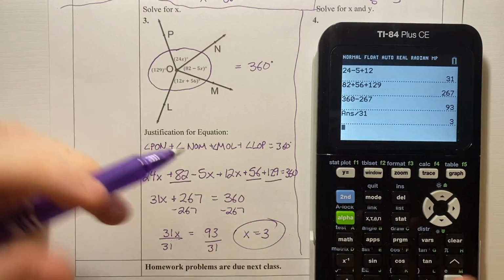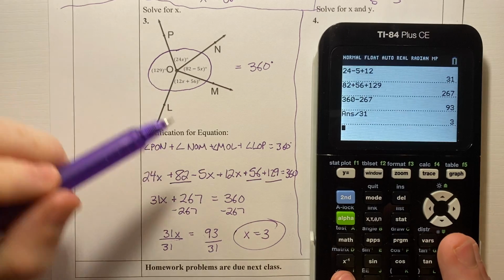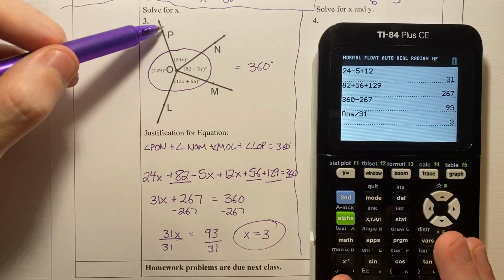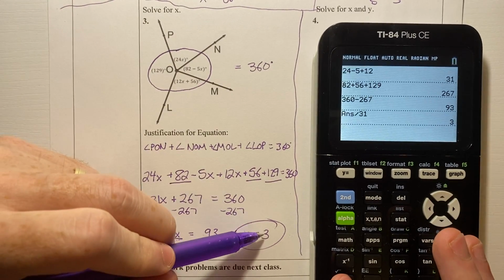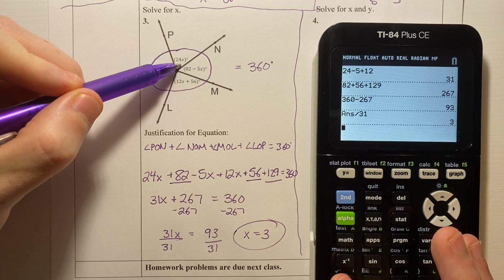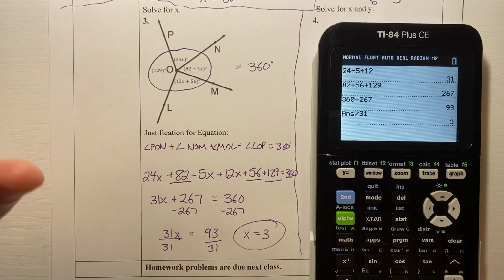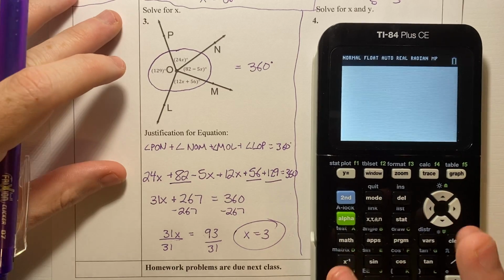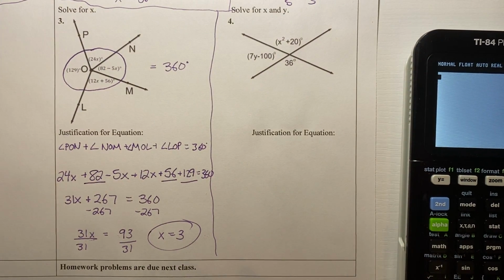And then I don't have to plug that in because it just simply says solve for x. So once again, if it was like solve for angle PON, I would furthermore have to plug 3 in for x to find that angle, but I don't have to. I'm all done there. All right, guys, we have one last example here.